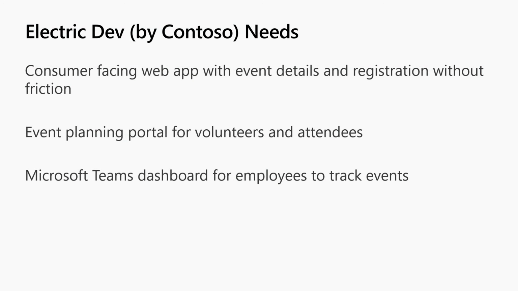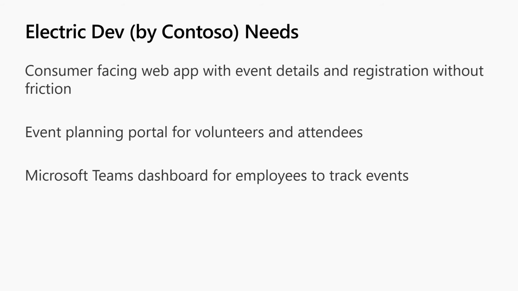First, let's go back to Electric Dev by Contoso. There are 3 scenarios that Electric Dev wants to do. First, they want to provide a consumer-facing web app and a way for anybody to look up all the events that the company is putting up and be able to register for these events. They don't want the user to authenticate with anything. They just want to provide this as a service, and they want to take advantage of the data that they already produce as part of the Microsoft Graph.